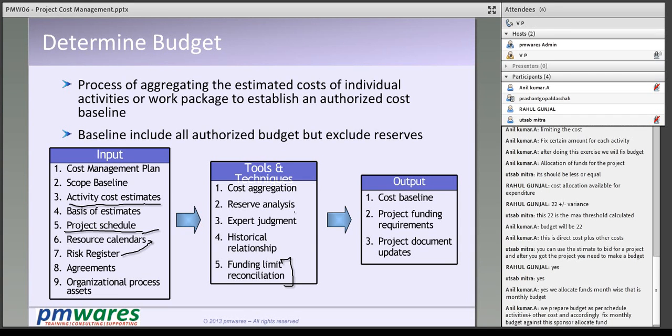And therefore the outcome of this is cost baseline, and cost baseline is nothing but a budget, and budget is nothing but the time phase expenses. So we come with the cost baseline, how we're going to spend the money, and how and when we need money to procure the resources. Make sense?